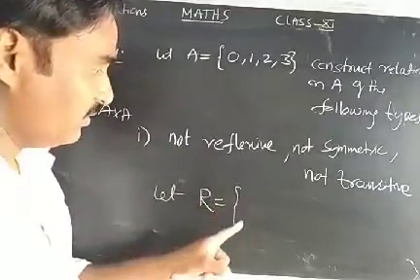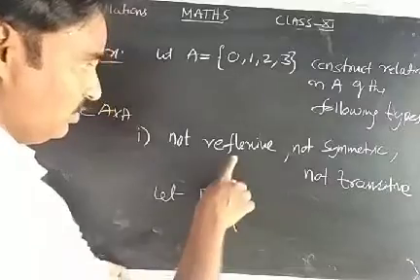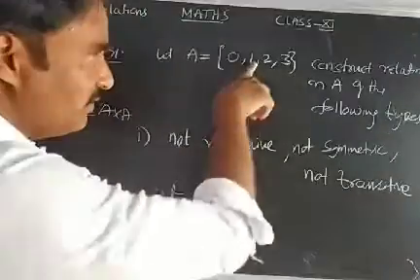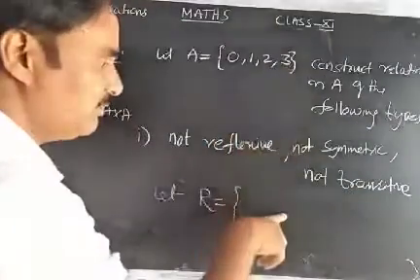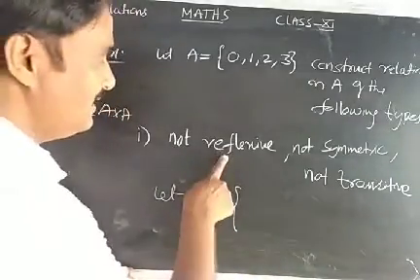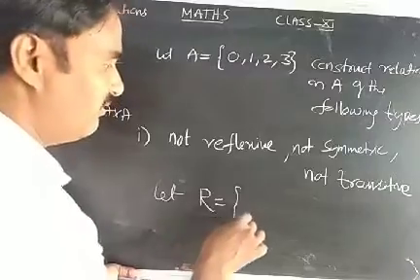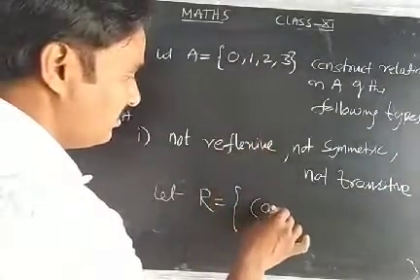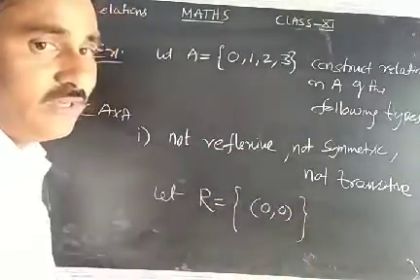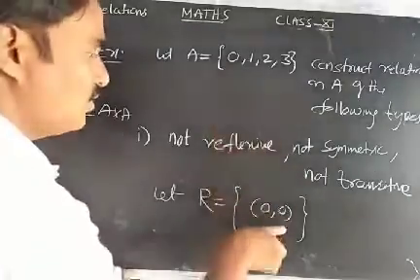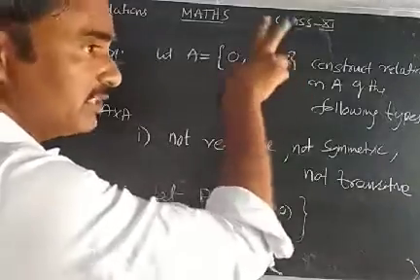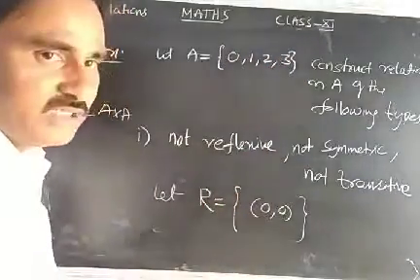And when I am taking the ordered pairs, that should not be reflexive. Not reflexive means: if A has 0, reflexive would contain 0, 0, 1, 1, 2, 2, 3, 3 in the ordered pairs. If you write all those ordered pairs, that will be reflexive. But he is saying that this relation should not be reflexive. So if I take only one element, 0, 0, is it reflexive? No. Why? Only 0, 0 exists. There is no 1, 1, no 2, 2, no 3, 3. If 1, 1, 2, 2, 3, 3 also exist, then it is reflexive. Now this is not reflexive.